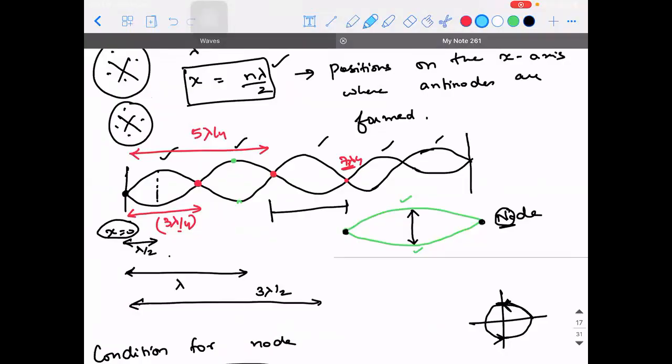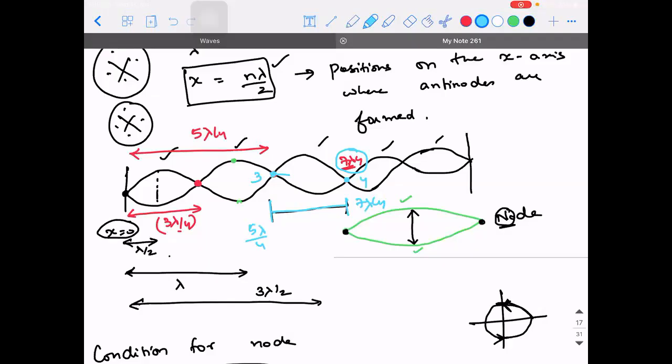Suppose I've taken these blue color lines. Observe it. What is the position of this node? It is 7 lambda by 4. Means the distance from the starting point to node number 4 is 7 lambda by 4. The position from the left extreme to node number 3 is how much? 5 lambda by 4. This point is clear, right? Now, how much will be the distance of separation between them?